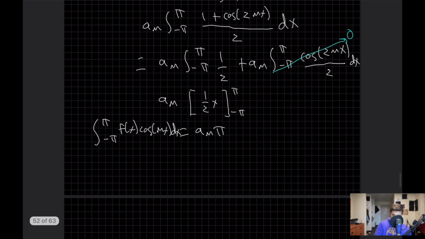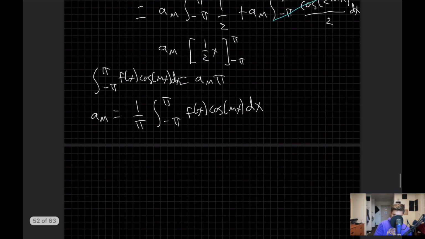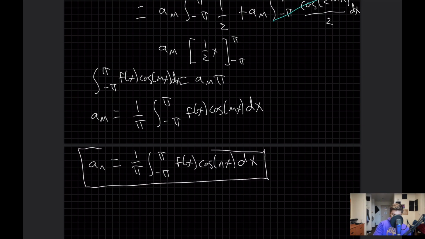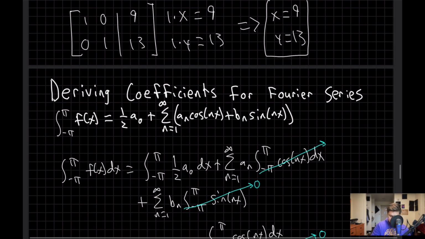Solving, we get a sub m equals 1 over pi times the integral of negative pi to pi of f of x cosine of mx dx. And remember what we said, m was equal to n in this case. So we can simply swap those out. We get a sub n is equal to 1 over pi times the integral of negative pi to pi of f of x cosine of nx dx. And this is a formula that always helps us solve for the leading coefficient in front of the cosine in our infinite series right there.